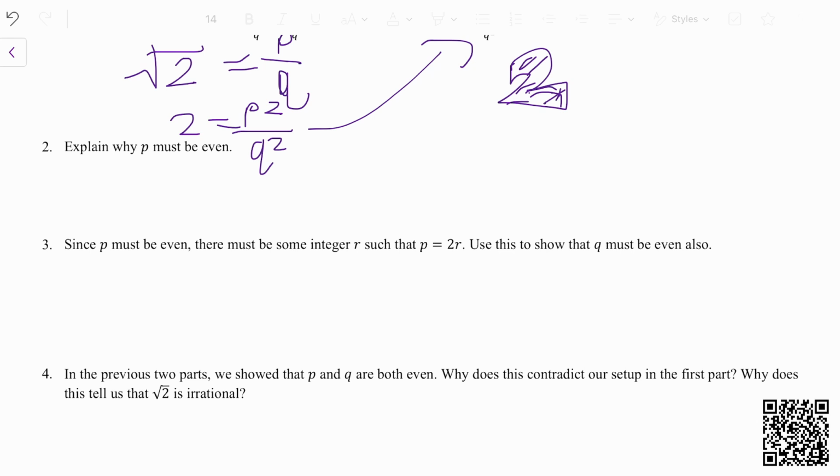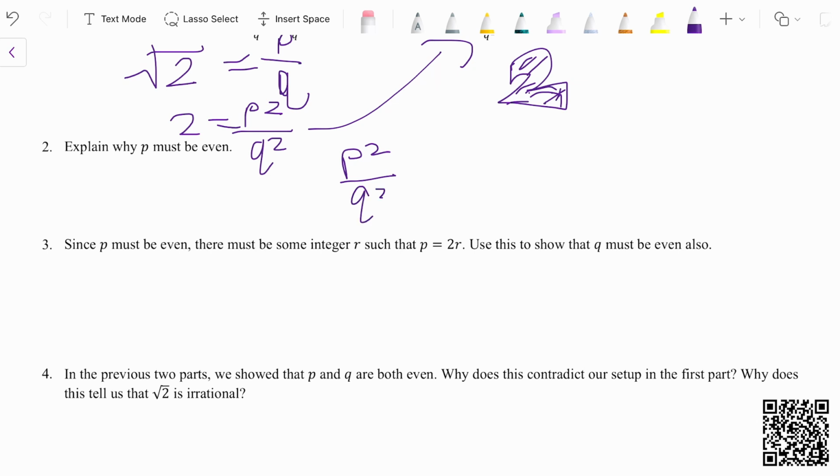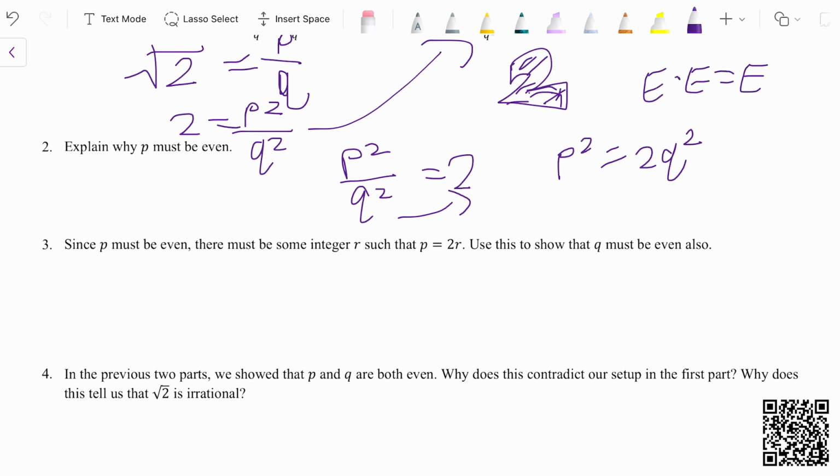Alright, problem number 2. Explain why p must be even. So now that we've already proved that p squared over q squared is equivalent to 2, we can move q squared to the other side to isolate our p. So this means that p squared is equivalent to 2 q squared. And this basically shows that p squared can be written as something with a factor of 2 within it. And since only even numbers times even numbers are equivalent to even numbers, and odd numbers times odd numbers are equivalent to odd numbers, but that isn't really relevant here.